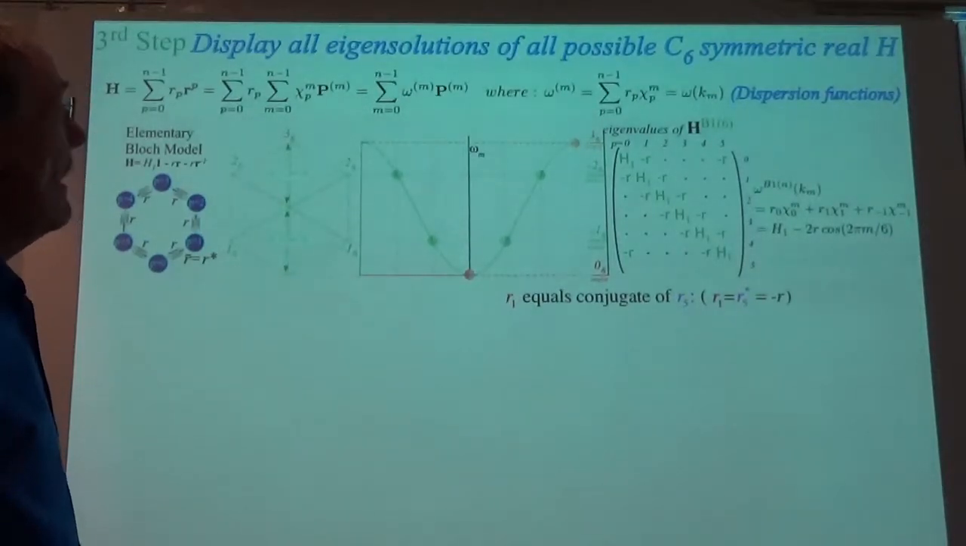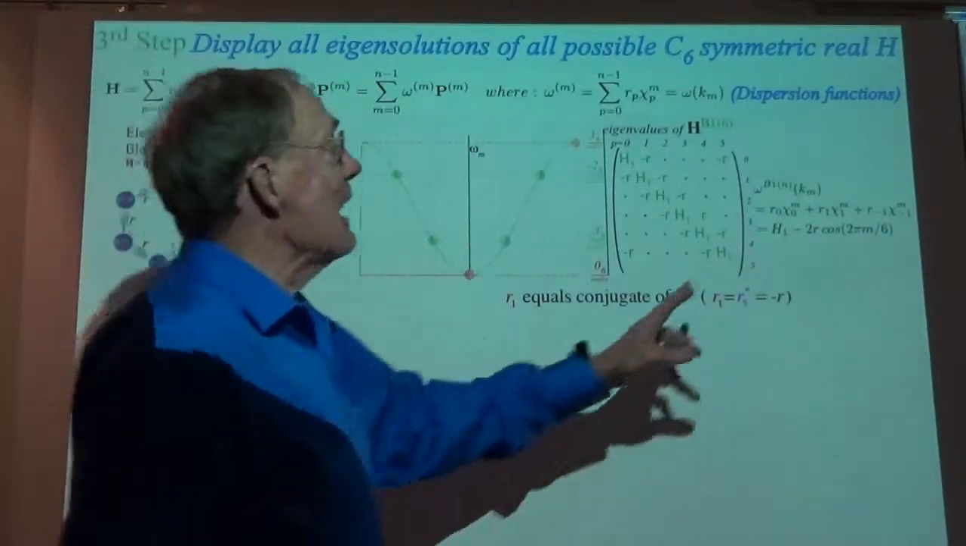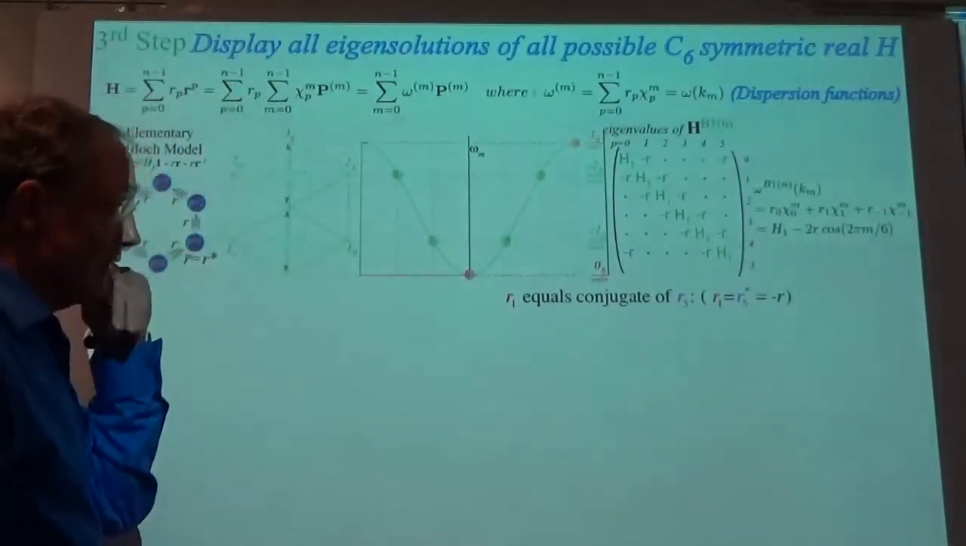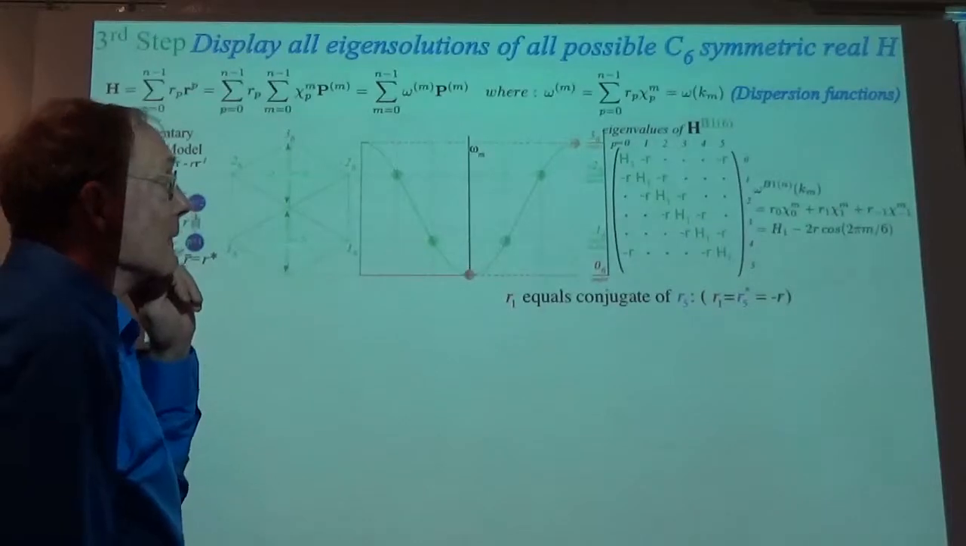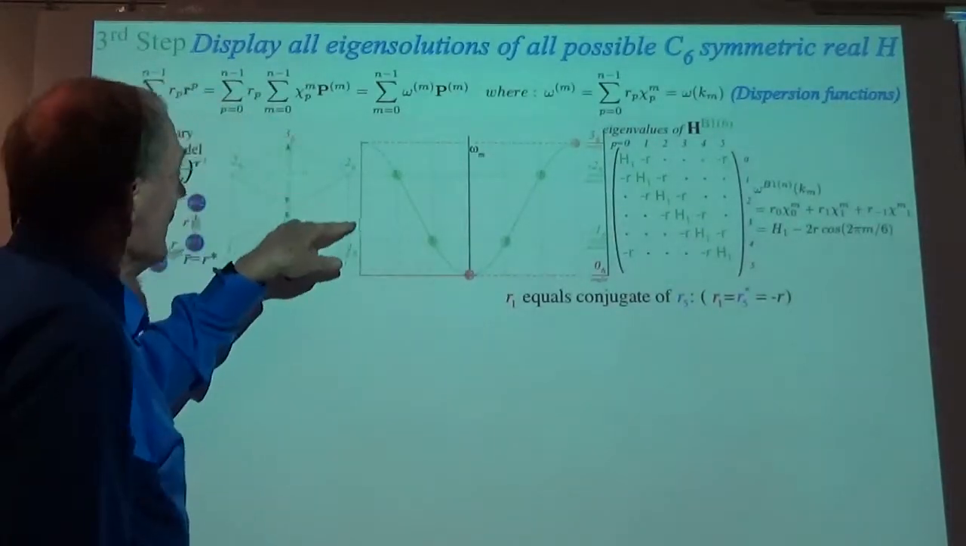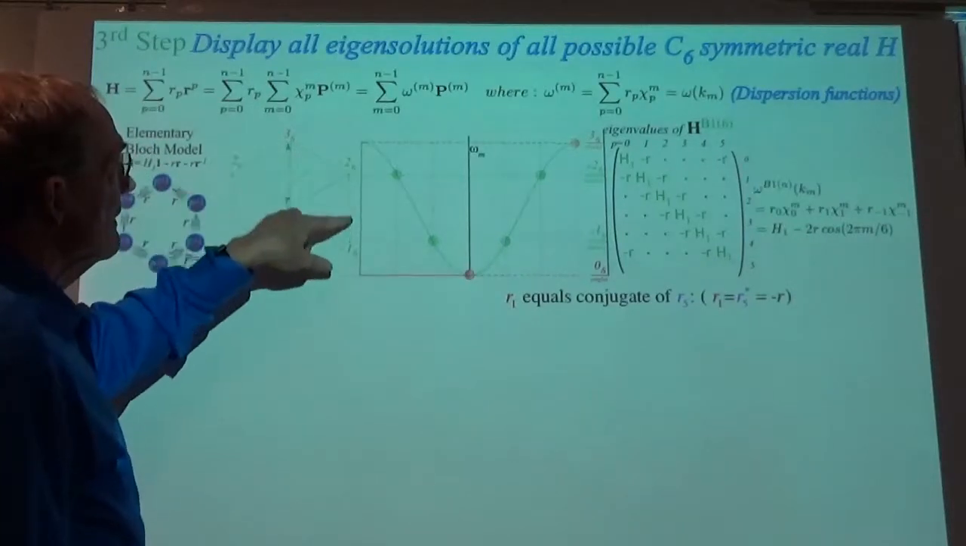All right. How do you plot this? I think the most convenient way to plot this is to simply draw a hexagon like this, okay?